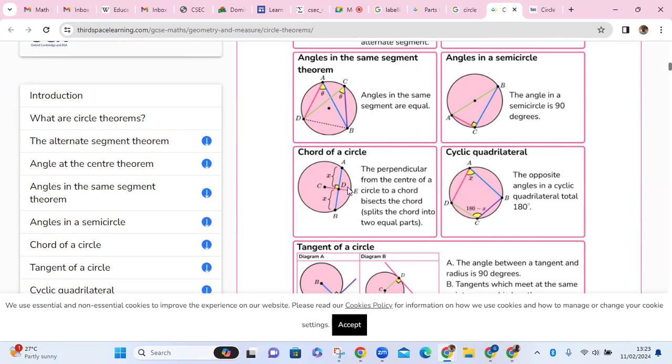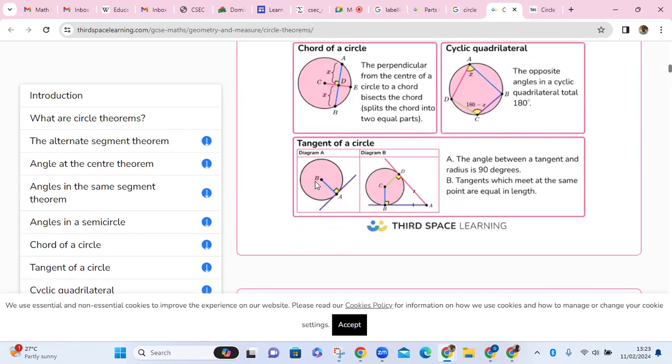The chord and the radius make a 90, but bear in mind, a very popular one is the chord and the tangent makes a 90 degrees, and here you have it happening twice.